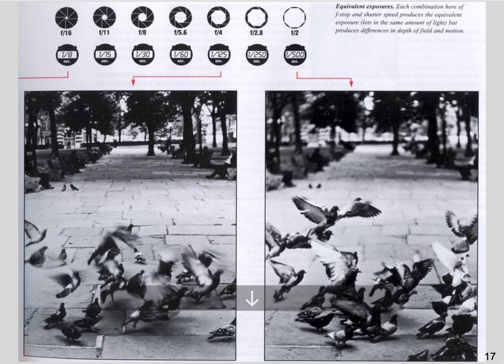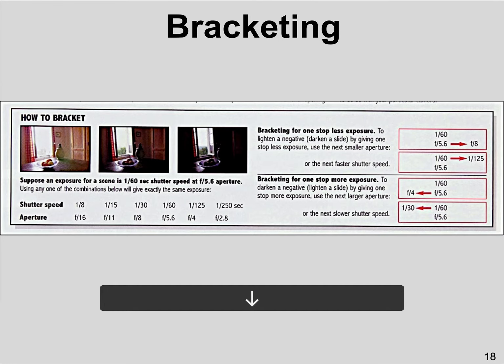So you can really see that in the pigeons. At 1/125th of a second, blurry pigeons at f4. Equivalent exposure at 1/500th of a second at f2. We have pigeon wings pretty much stop action, but if you look at the trees in the background, they're very blurry because of shallow depth of field.